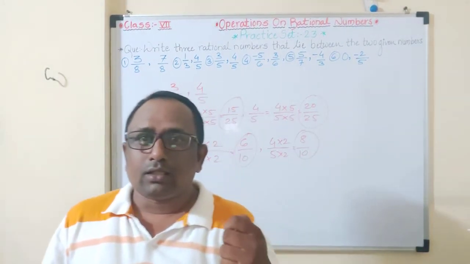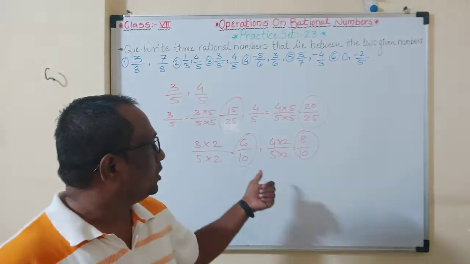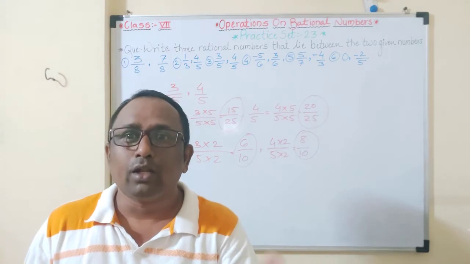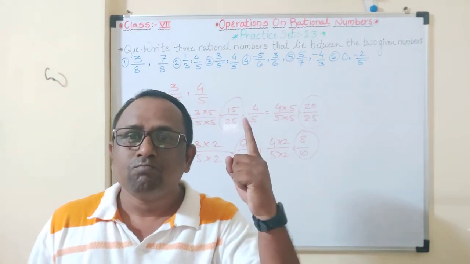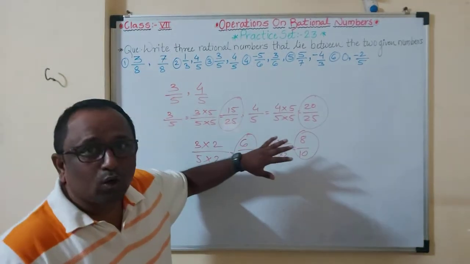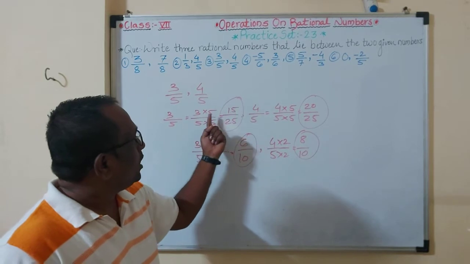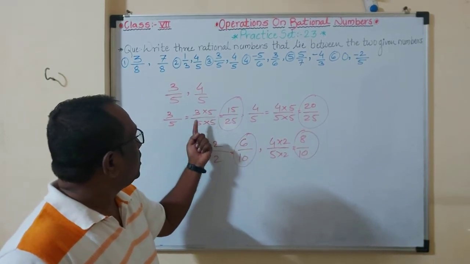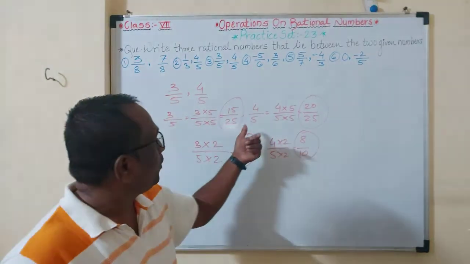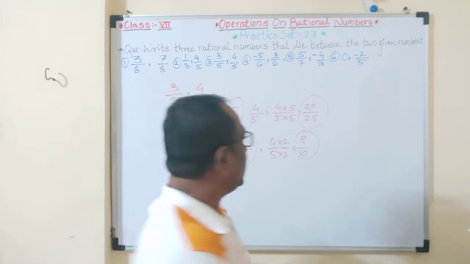If we start counting the rational numbers in between, after 6 upon 10, 7 upon 10 and immediately 8 upon 10. So we got only one rational number. So no use of that. That's why I told you we have to multiply by a little bit bigger number. Now see here, if we multiply by 5 the first fraction and 5 the second fraction, then we got 15 upon 25 and 20 upon 25. Now we can write the fractions that lie between them.